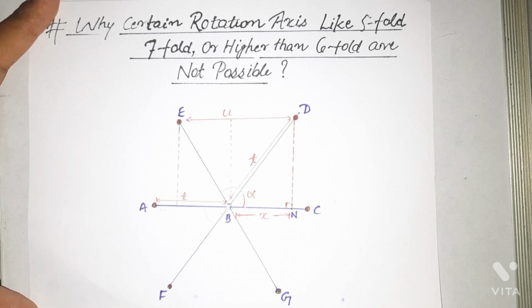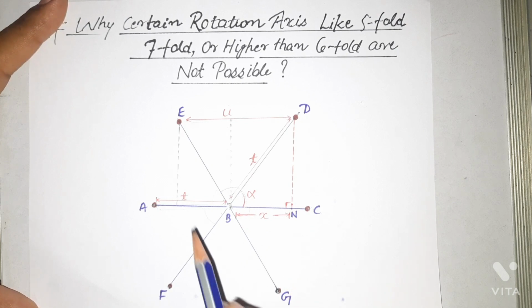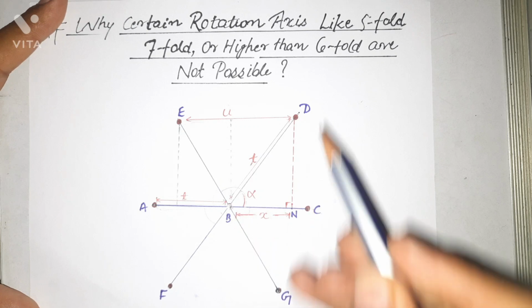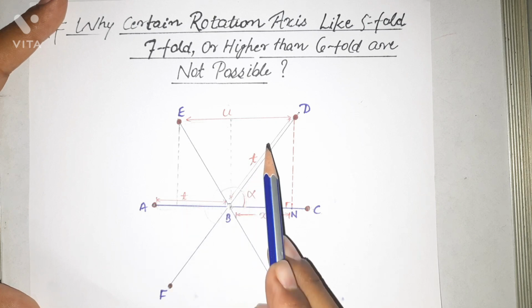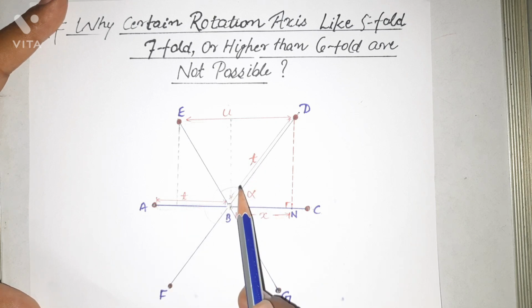To prove this, we have drawn a figure like this, which is a part of an ordered arrangement, and these A, B, C, D, E, F and G are motif units, and these motif units are separated by translation T and rotation angle alpha. Now since all these motif units are separated by translation T and the angle between them is alpha, this is a part of an ordered arrangement.